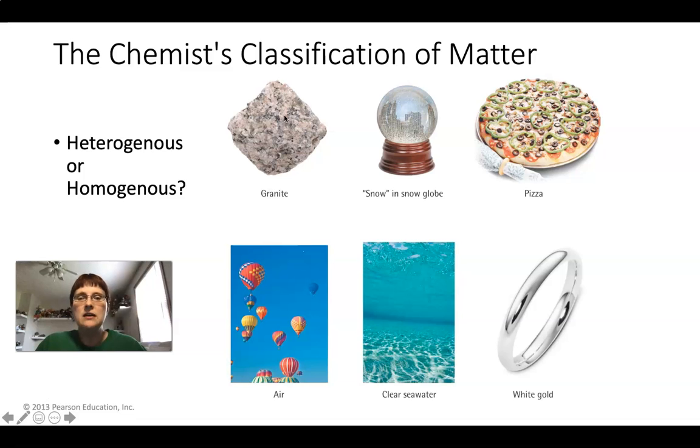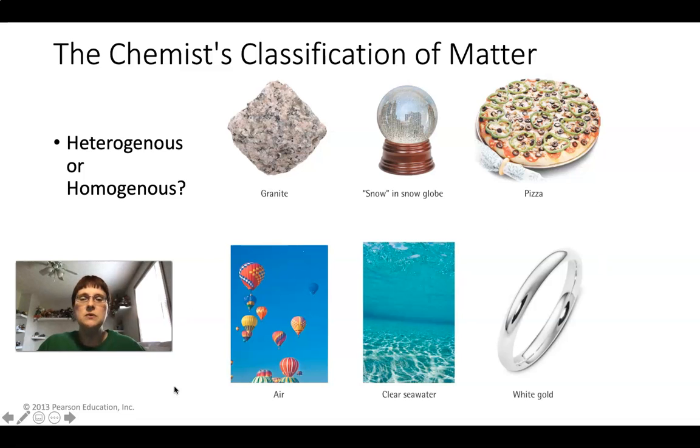So we've got granite. This is made up of different types of minerals. That's what gives you the different colors, the speckling. Snow in the snow globe, so you've got two different states in this case, solid for the snow, liquid for the water that's in the snow globe. And then the pizza, you've got all the different toppings and the crust, so this is definitely a heterogeneous mixture.